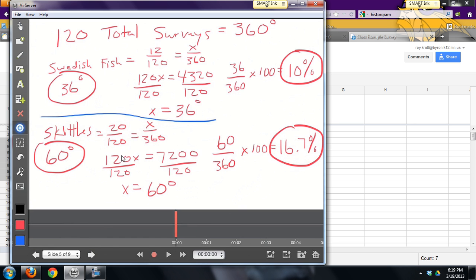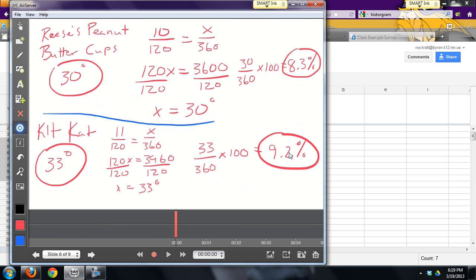Okay, and then I cross multiply, divide, and I get this. I divide by 120, and I get 60 degrees. Then I took 60 degrees, divided by 360 degrees, and multiplied by 100. Now, you could have got that the same way by doing 20 divided by 120 times 100 as well. That'll also give you 16.7%.